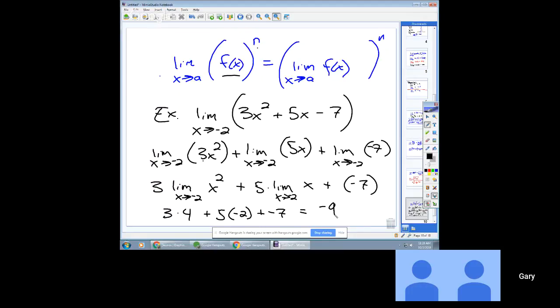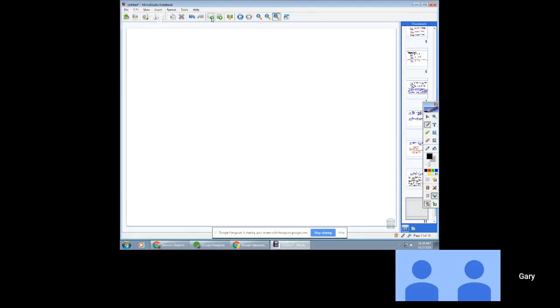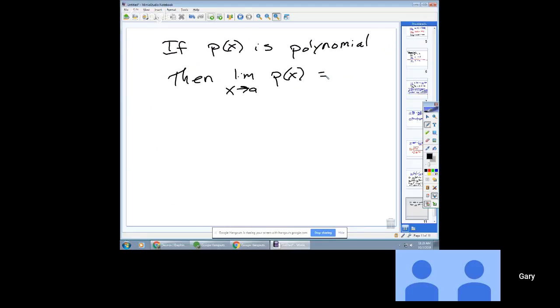So the moral of this story here is that polynomials and limits work well together. So if p of x is a polynomial, then the limit as x goes to any number a of p of x is just whatever p of a is. Just plug it in, you're done. We played around with a couple problems like that in the last section. All right, so polynomial just means you have the sum of powers of x, and maybe some multiples in there.